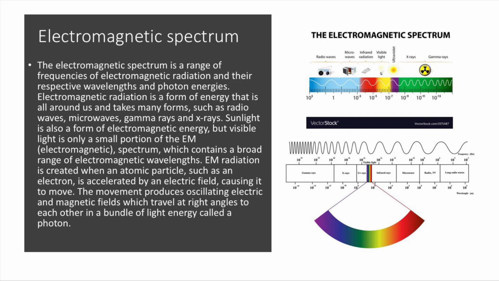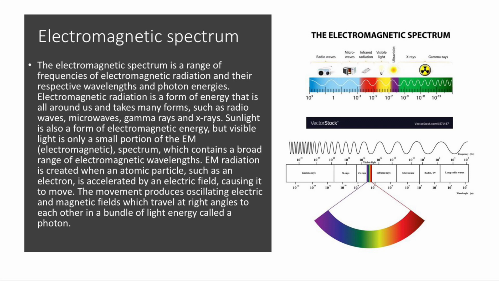Electromagnetic spectrum. The electromagnetic spectrum is a range of frequencies of electromagnetic radiation and their respective wavelengths and photon energies. Electromagnetic radiation is a form of energy that is all around us and takes many forms, such as radio waves, microwaves, gamma rays, and X-rays. Sunlight is also a form of electromagnetic energy, but visible light is only a small portion of the EM spectrum, which contains a broad range of electromagnetic wavelengths.